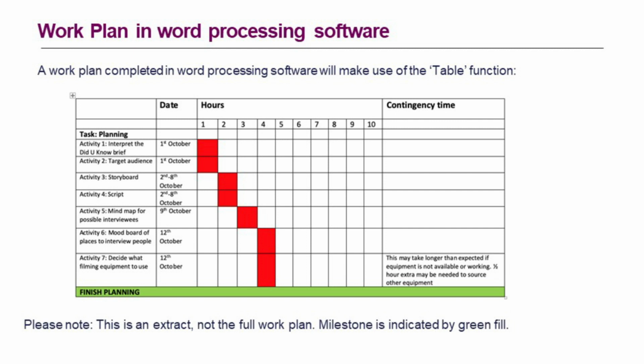That's really quite important. We've got our tasks there, and just note that this is only the first stage of production. This is the planning stage. And I think activities 1 to 7 break down the planning stage really effectively. We've got interpreting the brief, the target audience, the storyboard, the script, the possible interviewees, mind map, a mood board of locations, and then the decisions on the filming equipment to use as well.